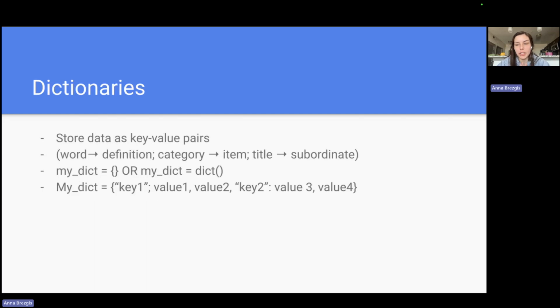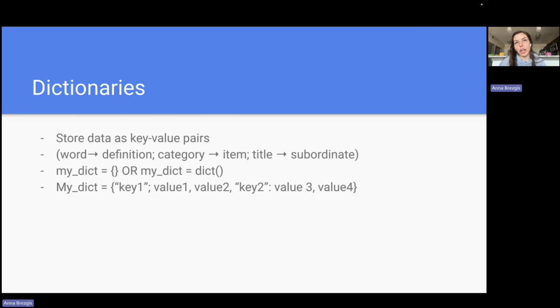Okay, now let's move on to dictionaries. Dictionaries are kind of confusing at first because they are so structurally different than the other formats we work with. They're different than lists. They're different than strings. Dictionaries store values as key value pairs.